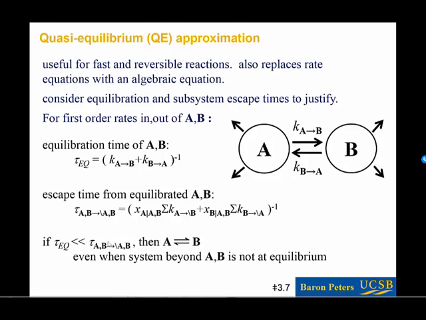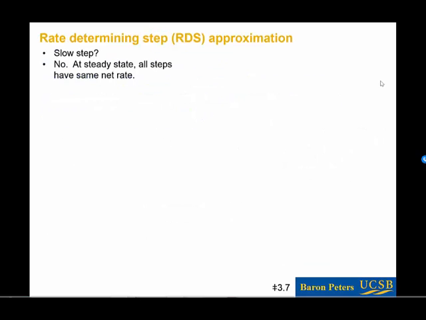All right, so the couple things to note about the quasi-equilibrium approximation is that we can use this even when the overall reaction network outside of these two is not anywhere close to being in equilibrium. Okay, so the last approximation that we want to talk about is the rate determining step approximation.